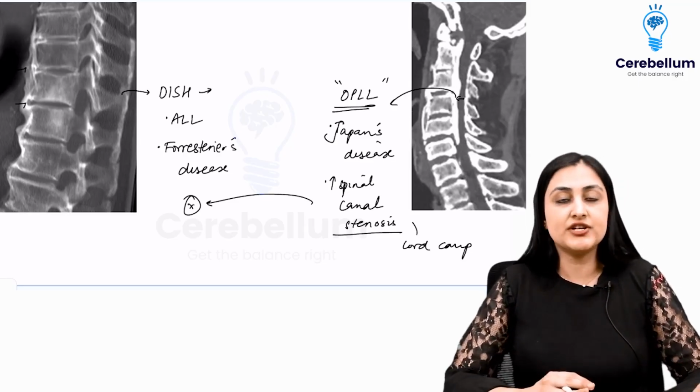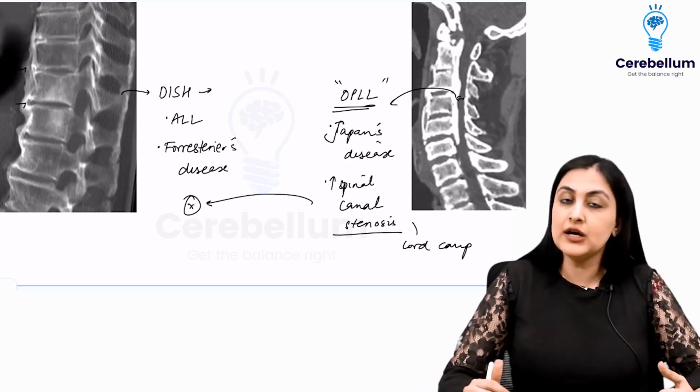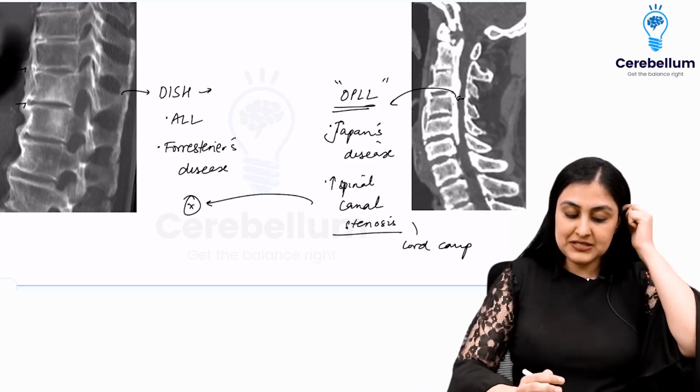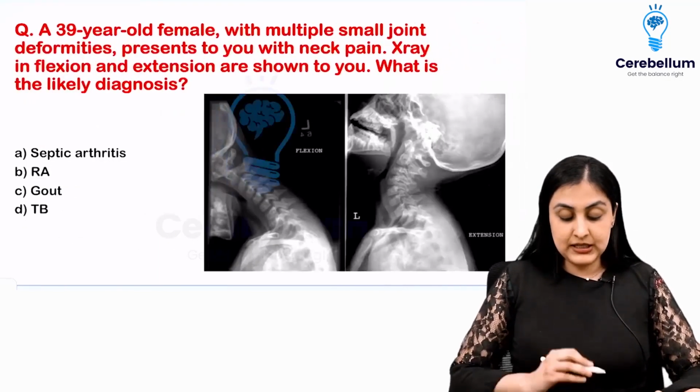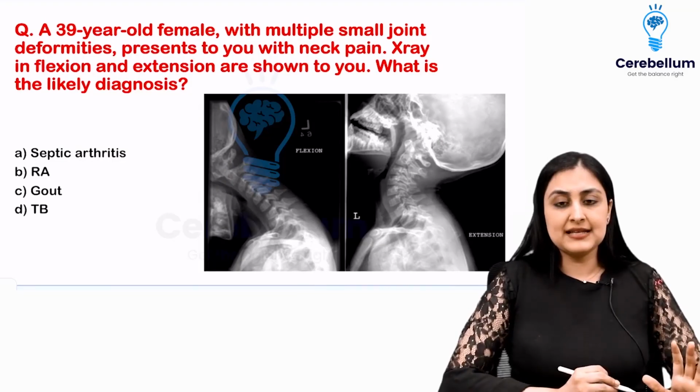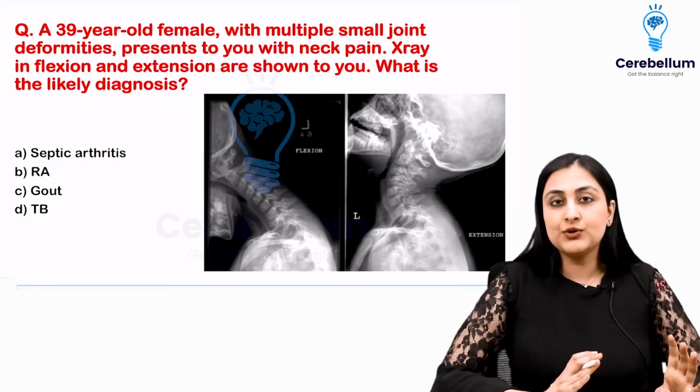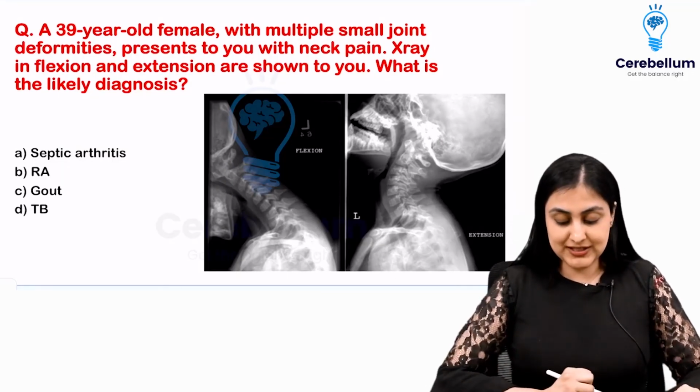The only presentation is going to be this diffuse sort of a backache. Okay, so this is about DISH versus OPLL. All right. Now, one specific case scenario wherein I'll just tell you one clue and you'll never get this wrong. So let's look at this question.